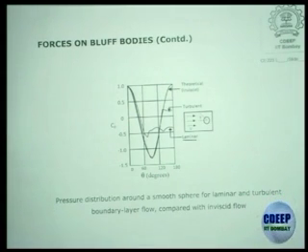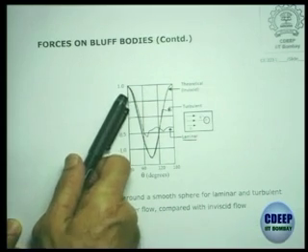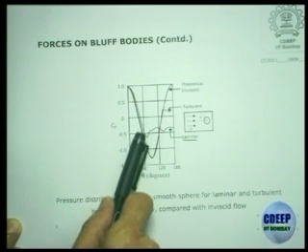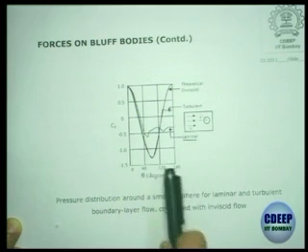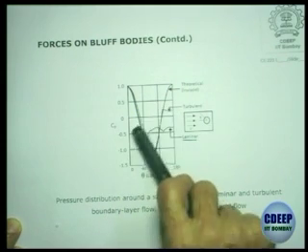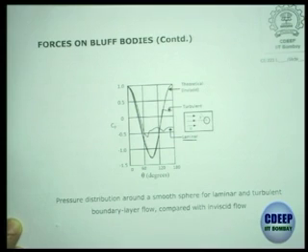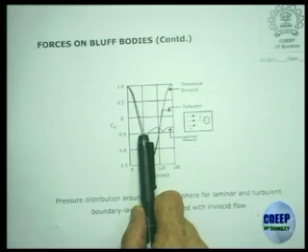Supposing the boundary layer becomes turbulent. So now forget about the laminar one, concentrate on the turbulent boundary layer. What do you see now? The turbulent boundary layer is able to follow the inviscid curve to a much bigger theta value, close to 140 degrees, whereas here it was only about 75 to 80 degrees.